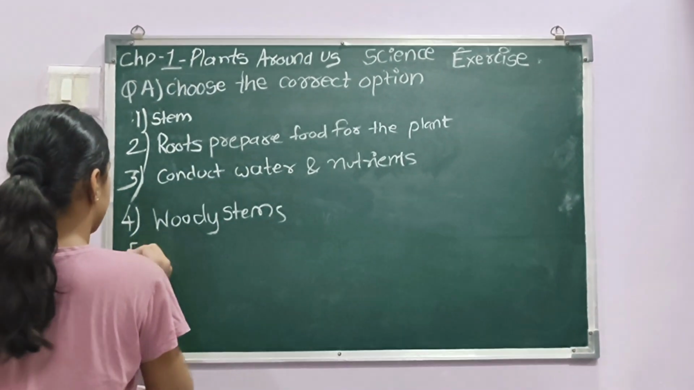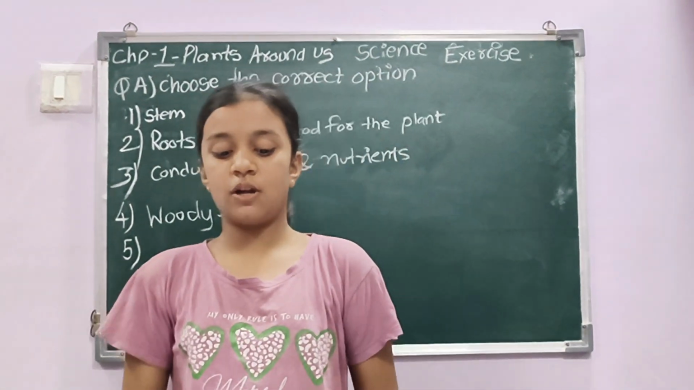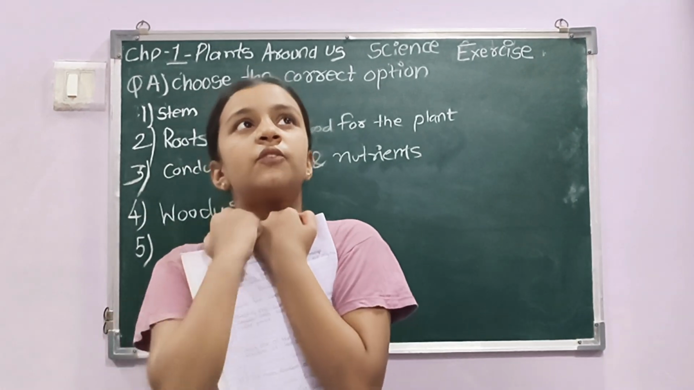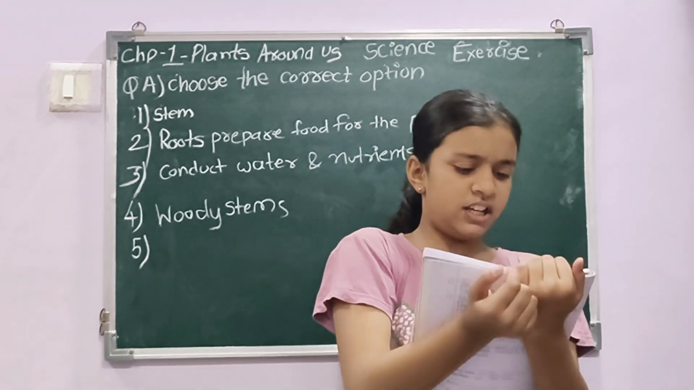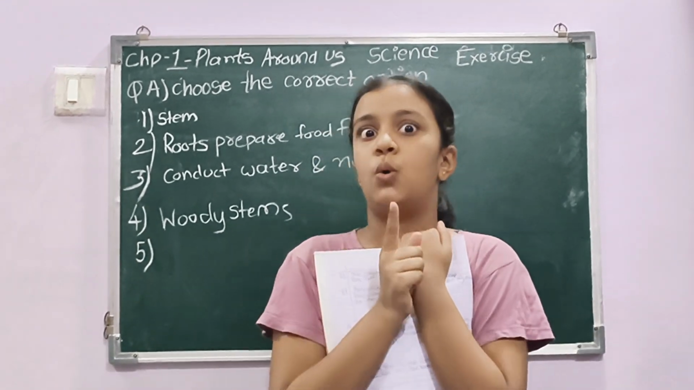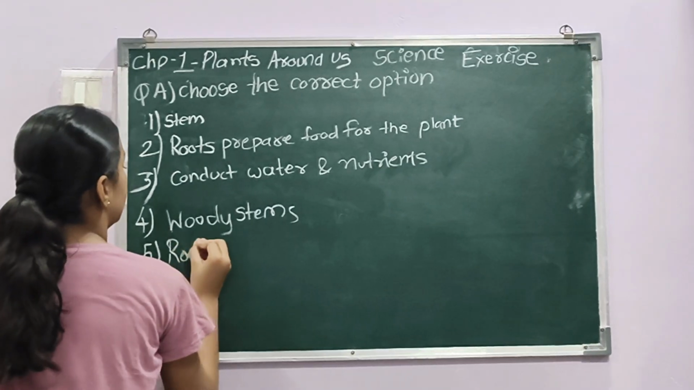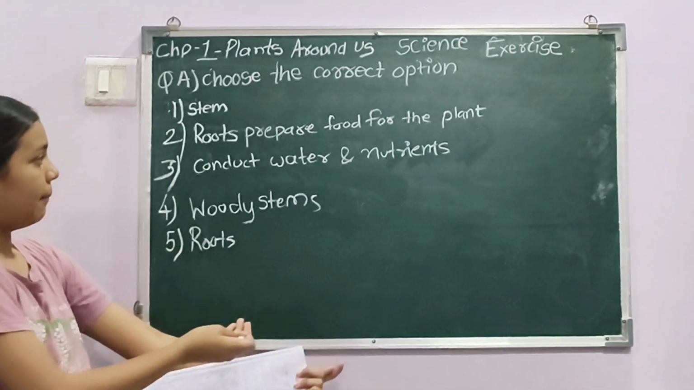Now fifth one. C. Which of the following is not a part of a flower? Part of a flower. See, in the options there is root. Root is a part of a flower? No, it is not a part of a flower. So our fifth answer is root. So I am giving you 10. Please copy it down.